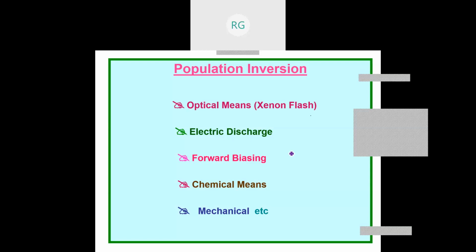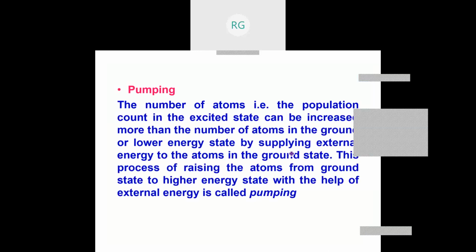The process we use to get population inversion by the application of external energy is called pumping. So we need pumping. Pumping is to achieve population inversion: use external energy and take the atoms from the ground state to a higher energy state. The process of taking atoms from a lower energy state to a higher energy state with the help of an external source is called pumping. Pumping helps us to obtain population inversion.